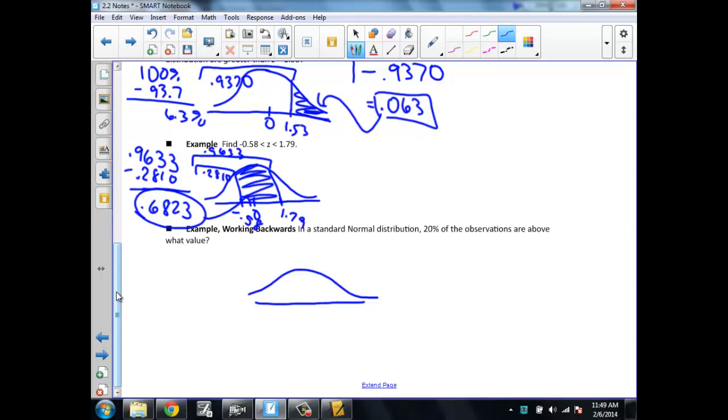20% of the observations are above what value? So I'm looking at my top 20%, right? 20% are above what z-score? But I can't just look up 20% in my table because the table always measures to the left. If I have 20% to the right, how much is to the left? 80%. So I have 0.8000. So when I look at my table, I come in here and I look as close as possible. Where's my 0.8000? It's rarely going to be exact, but we find the one it's closest to.